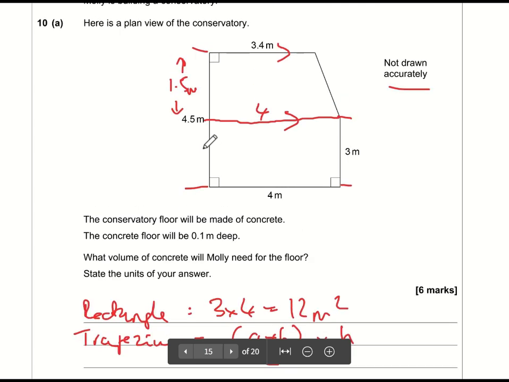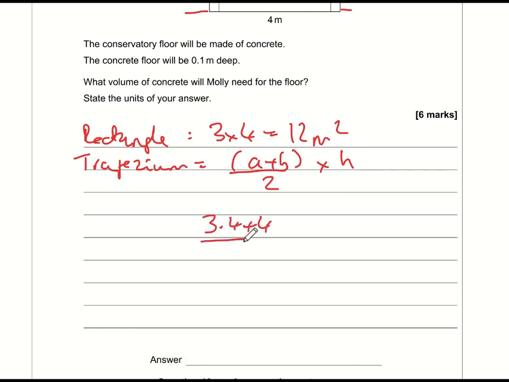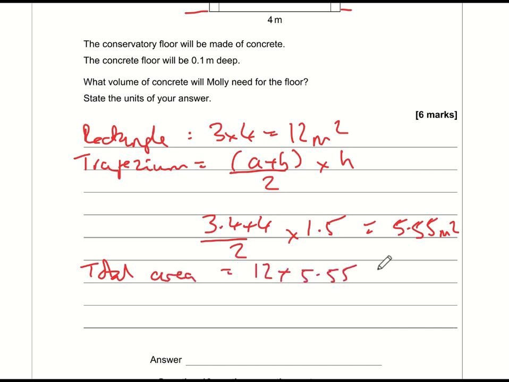So A plus B is 3.4 plus 4. So 3.4 plus 4 divided by 2 multiplied by the height, which was 1.5. And that comes to a total of 5.55 meters squared. So therefore the total area is going to be 12 plus 5.55, which is 17.55. Now that's the area of it.